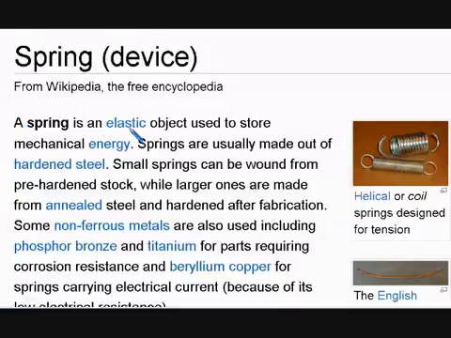So a spring is an elastic object used to store mechanical energy. Springs are usually made out of hardened steel. Small springs can be wound from pre-hardened stock, while larger ones are made from an annealed steel. Now this is getting kind of complicated. I think I'll go back.